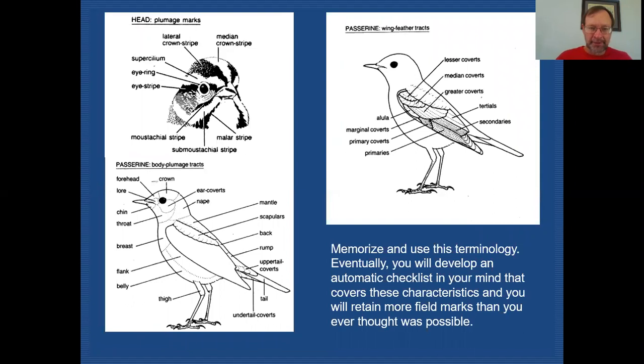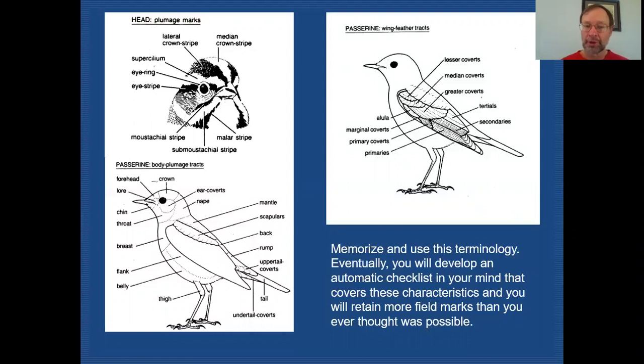So here are some nice illustrations that show just how a bird's feather plumages are all put together to give an overall pattern that we see and call field marks. It's really important to be able to memorize all of these elements and know that terminology. If you do that, eventually you'll have built a template in your mind that helps you to recall all the different things you should be looking for.